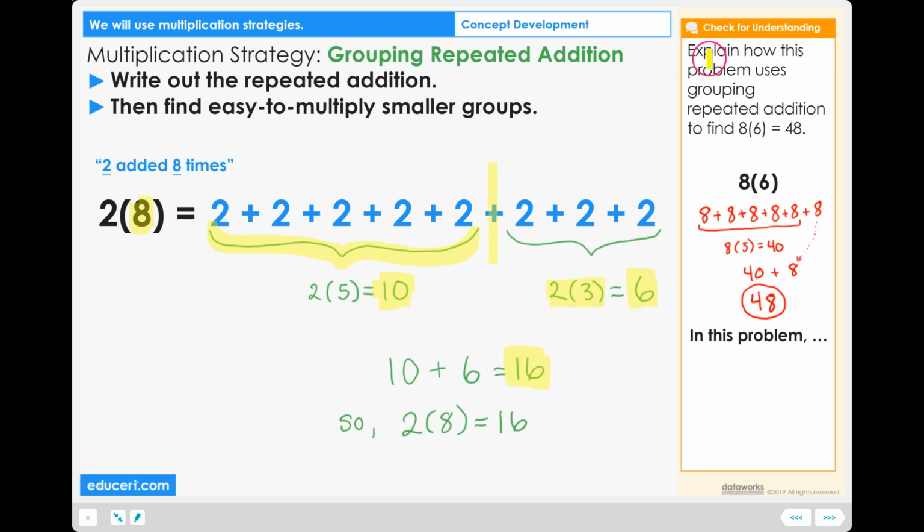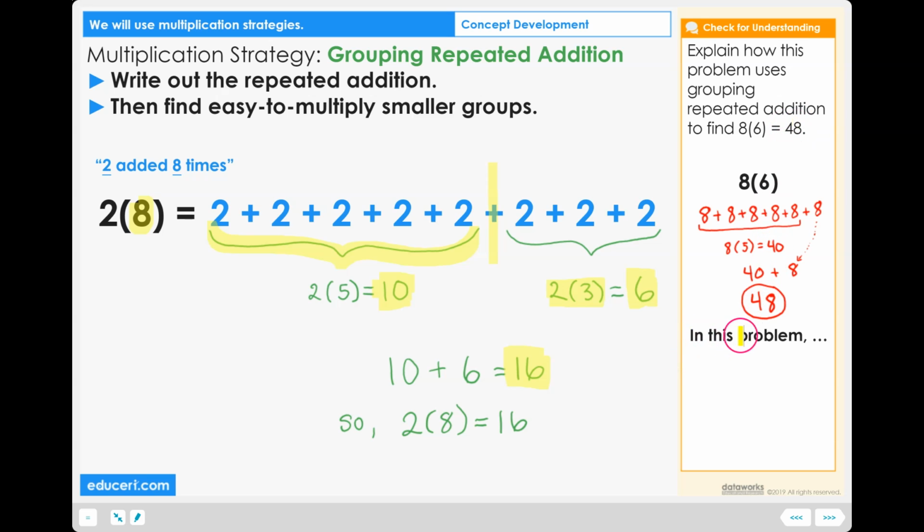Check for understanding. Ready, read. Explain how this problem uses grouping repeated addition to find that 8 times 6 equals 48. We see here that 8 times 6, and they have written out 8 repeated in an addition 6 times. Look at how they grouped up these 8's to come to the conclusion that 8 times 6 equals 48.